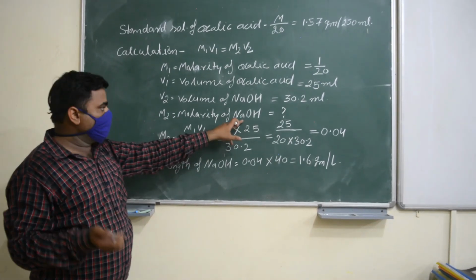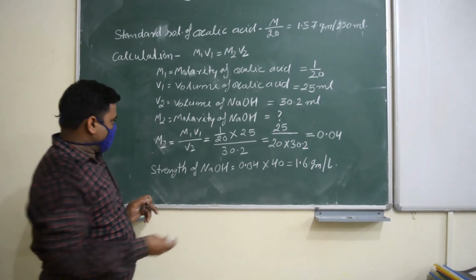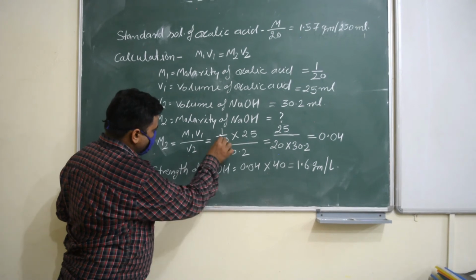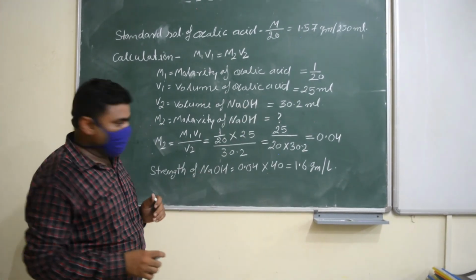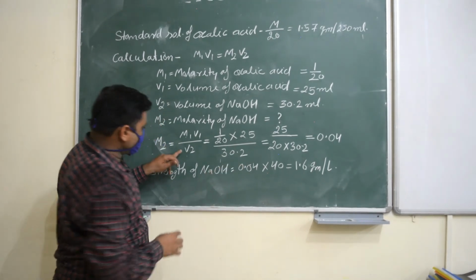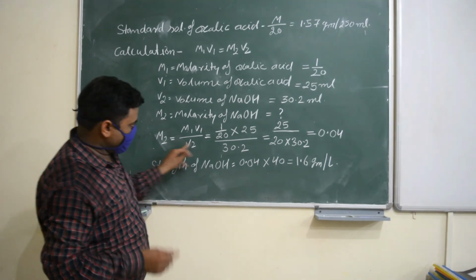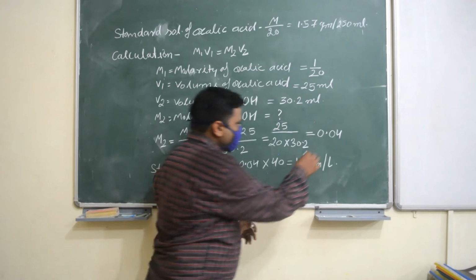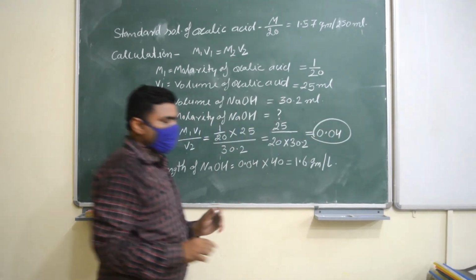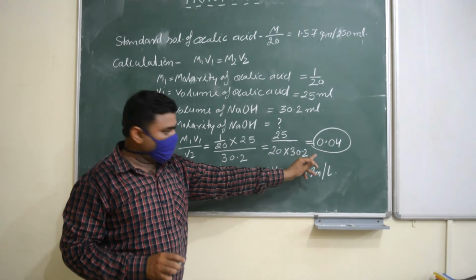Okay? So we can use this formula to calculate the molarity of NaOH. So M2 = M1V1 divided by V2. M1 is 1/20 and V1 is 25 ml, the volume of oxalic acid, divided by 30.2, the volume of NaOH used to react with the oxalic acid. Now 25 divided by 20 times 30.2, the answer comes out to 0.04. This is the molarity of NaOH.